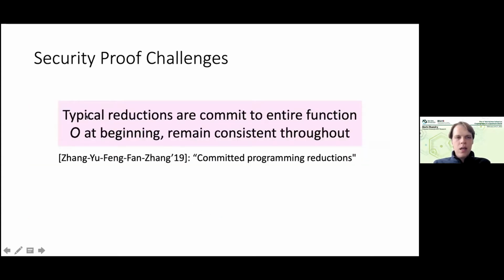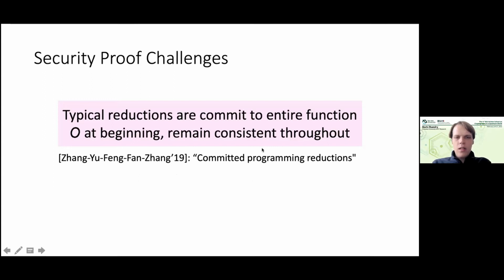So because of this, typical reductions basically commit to an entire classical function O at the very beginning, and they use the same function to answer all the queries. Now, this function might not look exactly like the function that A expects. This is where the art of designing these kinds of proofs comes in. But the fact is that most reductions, until very recently anyway, just fix one function that defines the oracle's behavior on all inputs and just use that function through all queries to answer the entire superposition.